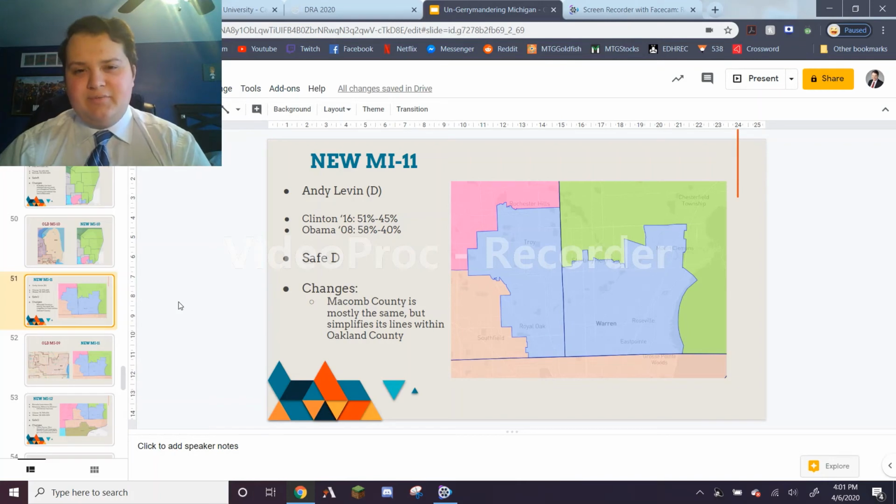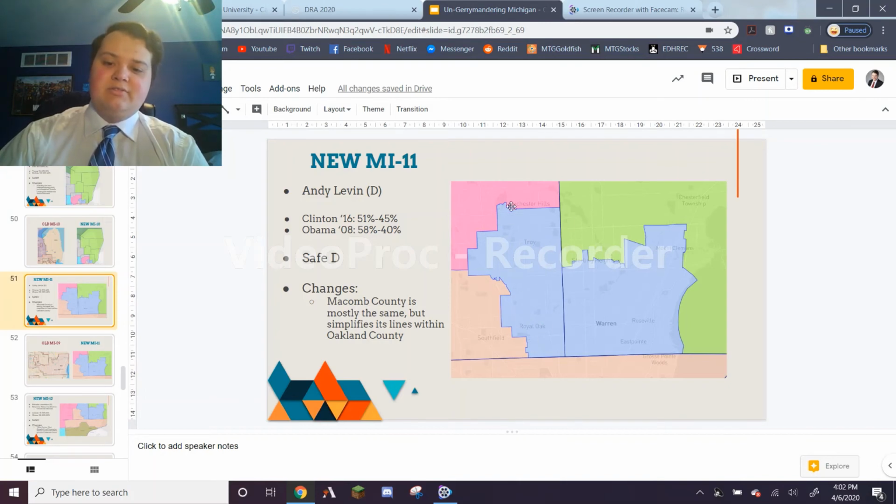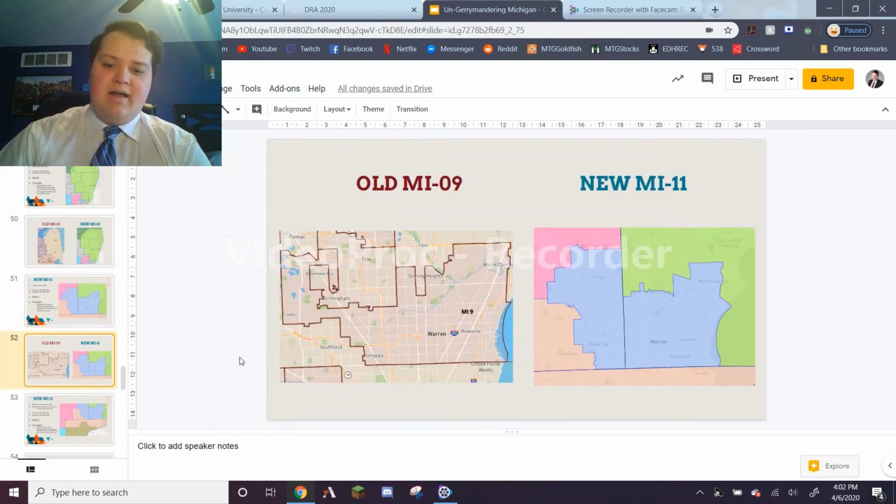Kind of another one of those communities where Hillary Clinton did worse than most Democrats do, and most Democrats do pretty well here. But Macomb County here is mostly the same, but then it stretches over into Oakland County and does some very different things. With Oakland County, it includes a community like Troy, whereas the old configuration did this weird wraparound that's just hideous and bad. So you just do that in a much more fair way by just not doing that.